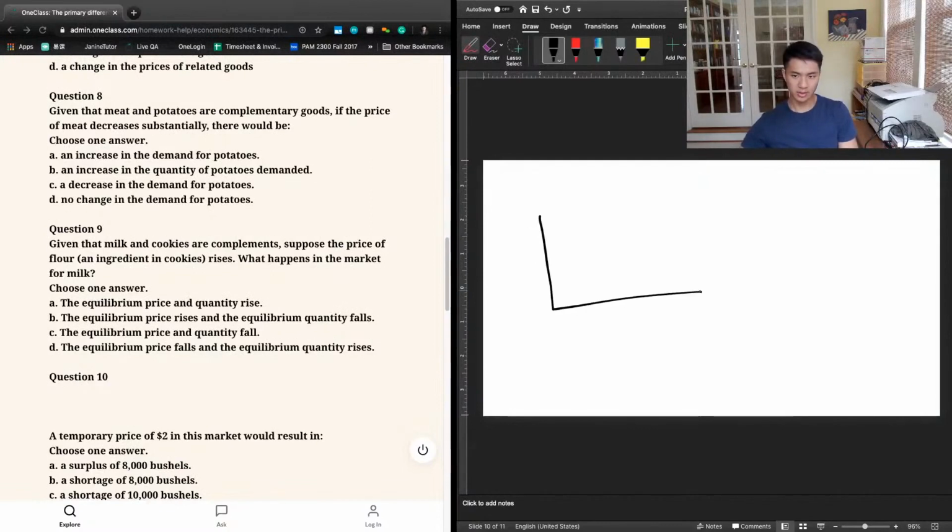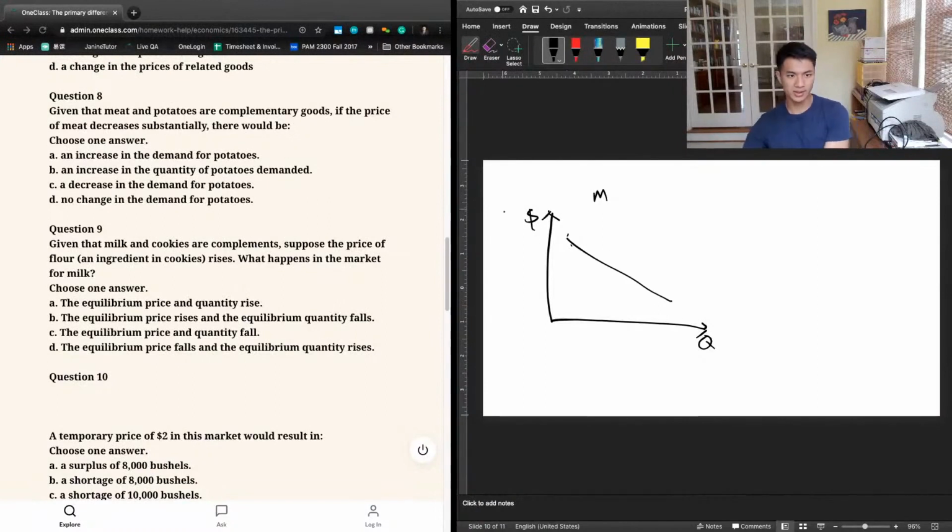So this is the meat market. Redraw that. We got our price of meat, we got our quantity of meat. Let's call it M. And so when the price of meat decreases substantially, let's say it used to be here, P1, let's say it decreases to P2, what happens, right? We have a new quantity demanded, and that's going to be right here. And so the quantity demanded has gone up, right? Quantity demanded for meat has gone up.